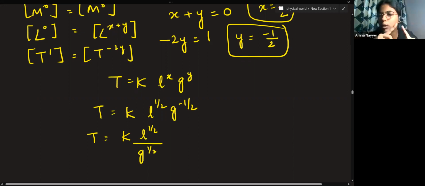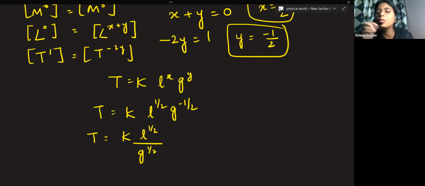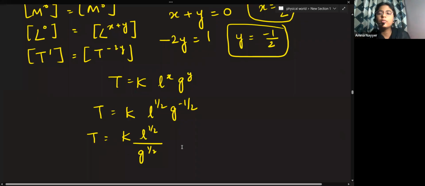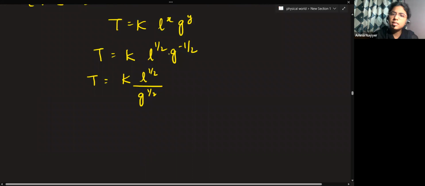Whenever any quantity has the power half, it means it is under root. Or whenever under root is written, it means the power is half, vice versa, both are possible. So here, if you have the power as half, till here your answer is completed. But we can extend it.